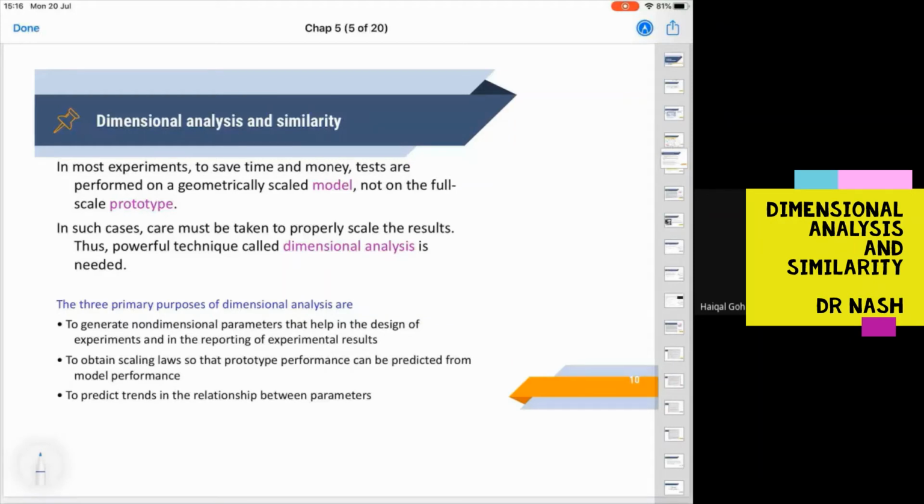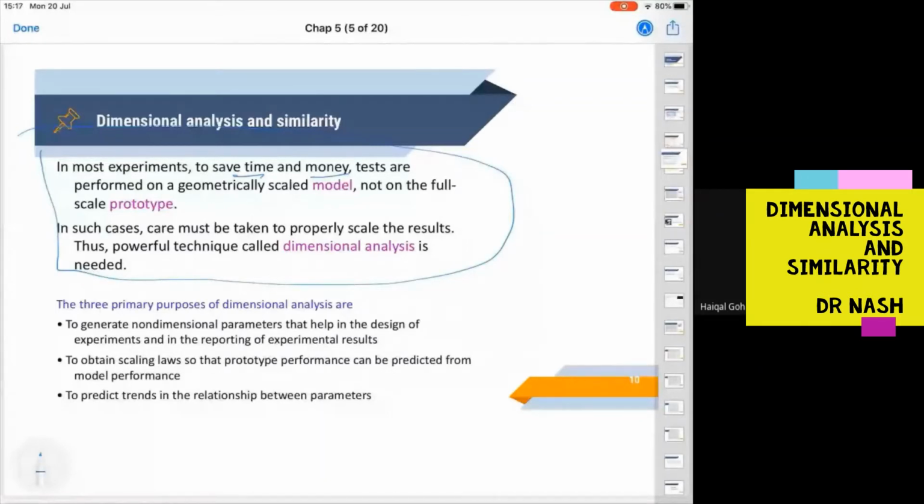Why we still need to know the dimension? Because this is the answer. In most experiments, to save time and money, tests are performed on geometrically scaled models, not on the full scale prototype. Ingat tak saya cakap tadi?